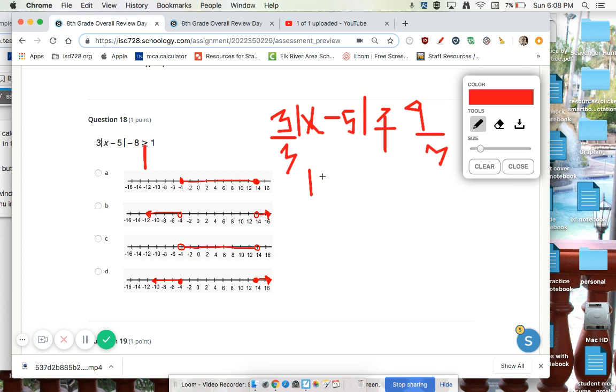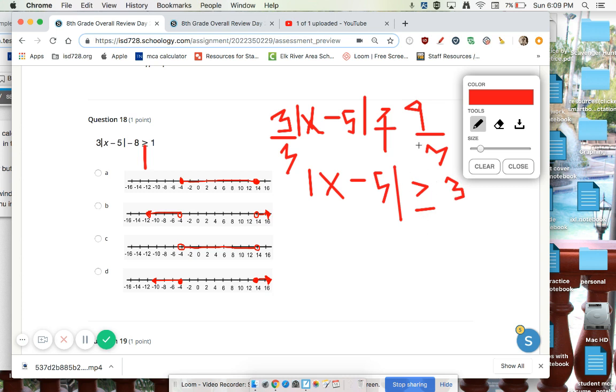Now I have the absolute value of x minus 5 is greater than or equal to 3. 9 divided by 3 is 3. Okay, and then just a refresher, remember absolute value has 2 possibilities. It's what inside here is 3 away from 0. So there's 2 things that are 3 from 0, 3 and negative 3.